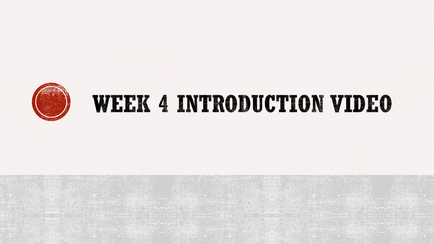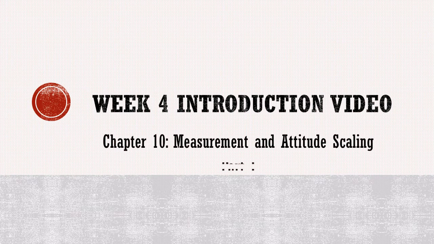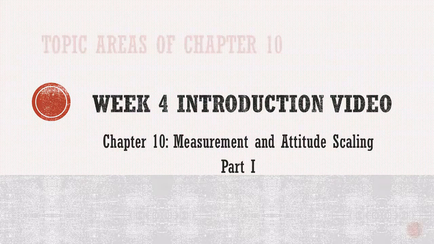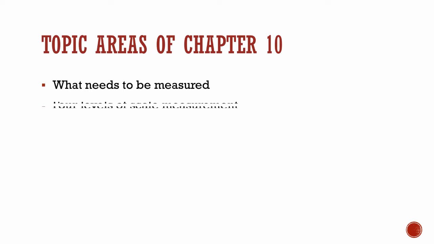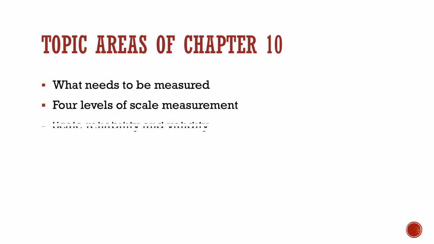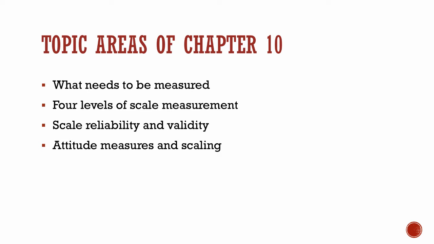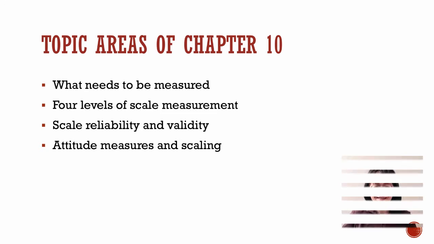Week 4, we start a new module, Module 3, Measurement. In Chapter 10, we first determine what is to be measured to address a research question. Then we are going to learn 4 levels of scale measurement. Scale reliability and validity will be discussed. Attitude measures and scaling will be addressed in this chapter too.